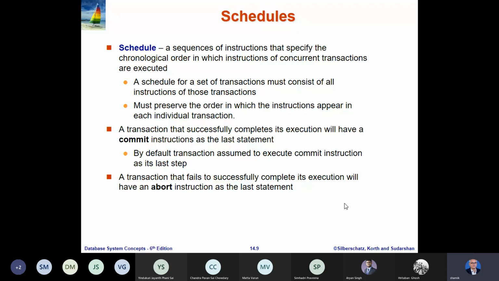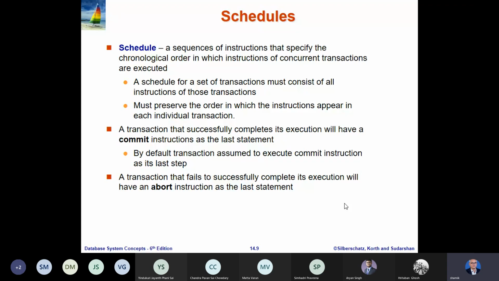So a schedule is basically a set of transactions to start with, and it also shows in which order, in time order, by order I mean the temporal or chronological order, the various instructions of each transaction get executed. So that is how they are intermingled. If there are two transactions T1 and T2, then all sorts of permutations of their instructions will tell us what the different types of schedules you can do.